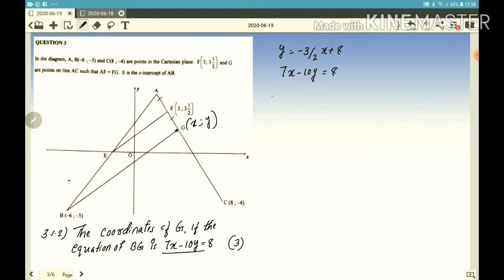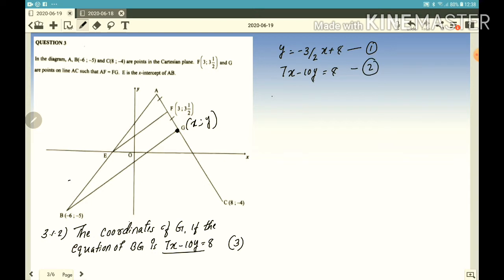We can see that those two lines are meeting at G. G is the point of intersection. This G exists here because of these two lines. You agree? So if you know the equations of those two lines, solve simultaneously, you can get the coordinates of G. So I'm just solving these two equations simultaneously, equation number 1, then equation number 2.